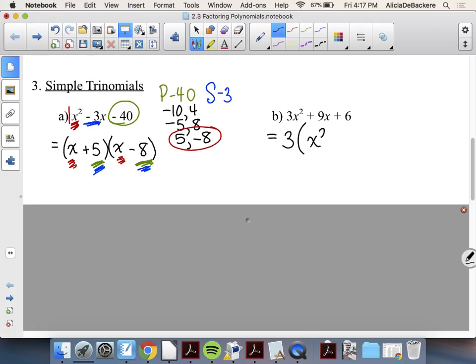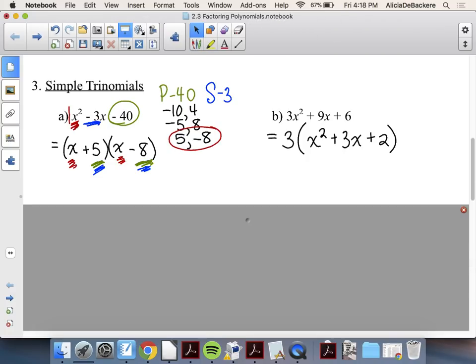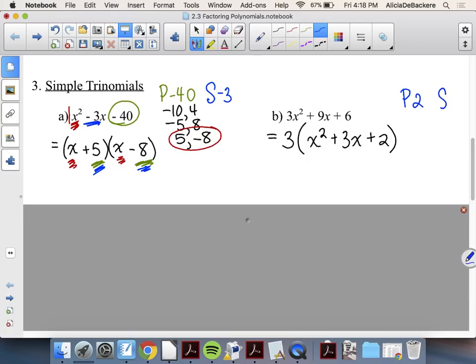So 3x squared divided by 3 is just x squared. 9x divided by 3 is 3x. And 6 divided by 3 is 2. So now I've got that bracket, and this is good. It's factored, but it's not fully factored because I can continue to factor that leftover bracket. That leftover bracket is a simple trinomial because there's a 1 in front of the x squared. So I'm going to come off to the side again, and I'm going to think about what two numbers would give me a product of the last number, that's the 2, and would also give me a sum, or add up, to the 3. So I want to multiply to the end and add to the middle.